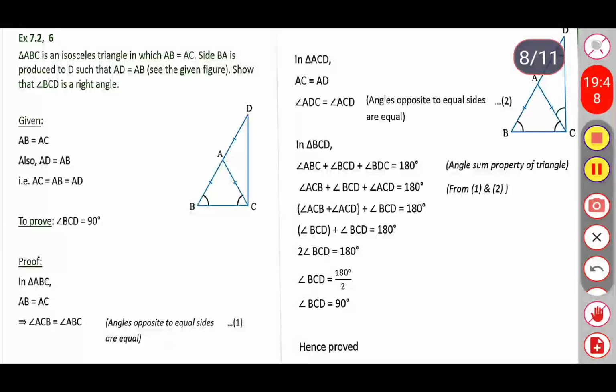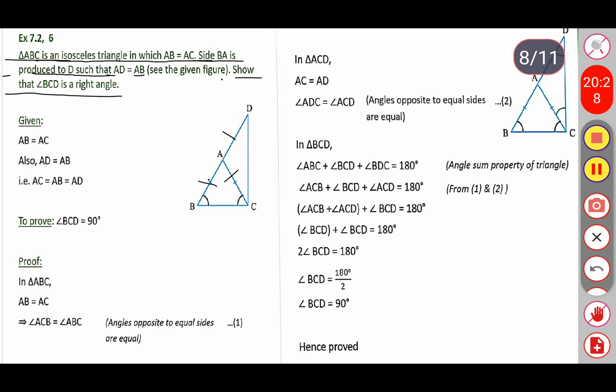So what are the given data in sixth question? Triangle ABC is an isosceles triangle in which AB is equal to AC, right? Side BA is produced to point D such that AD is equal to AB. AB is equal to AC, and once we produce the side BA up to the point D, AD is also equal to AB. Show that angle BCD is a right angle.